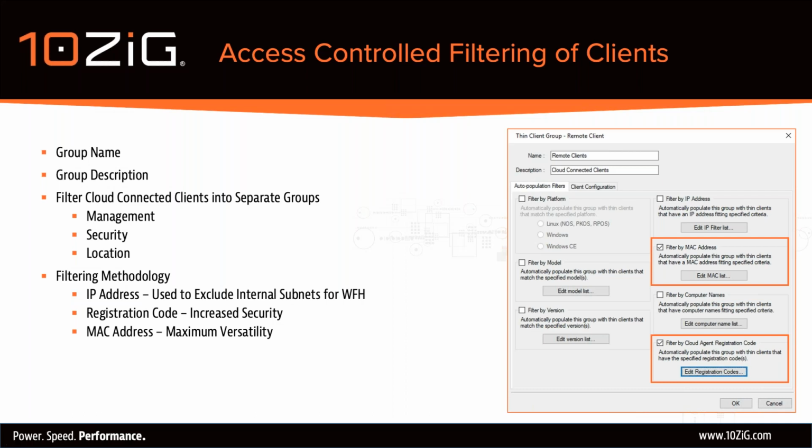In this example here, we see our group name and description. This is a freshly created group. And in this particular case, this group is set to filter by MAC address, as well as to filter by the registration code assigned to the group. We do, however, have other options. We can filter by the computer name. We also have the ability to filter by the IP address. We even have the opportunity to filter by the model or the firmware version that's deployed to those machines. So it's very versatile in terms of how we get the clients into here.